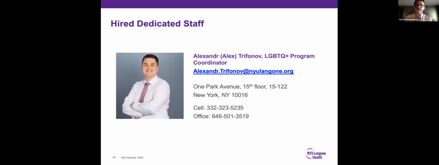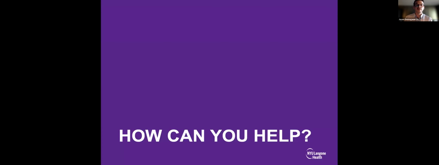We also hired a dedicated staff. So this Alex serves as the liaison between our community organization, our community-based partners, and the institution, and serves as a patient navigator to help patients navigate this complex system, especially those who may have been avoiding the healthcare for a long period of time.